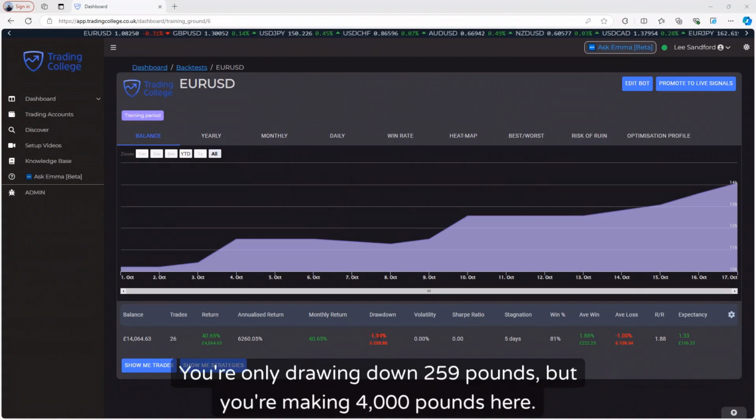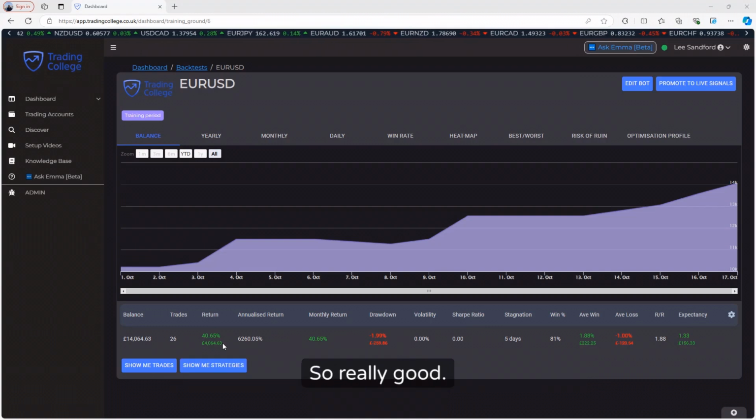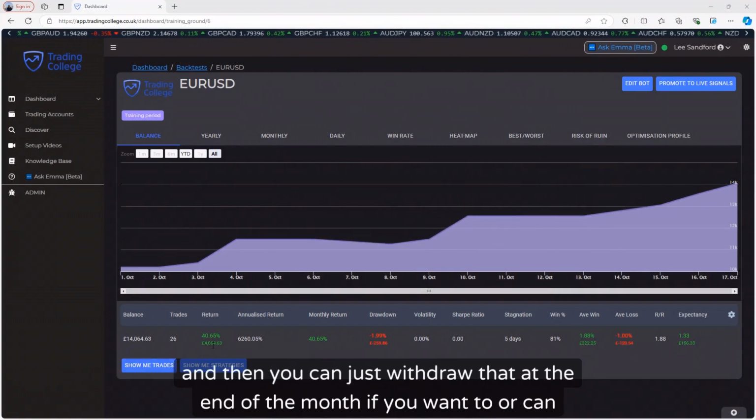Nice drawdown. You're only drawing down £259, but you're making £4,000 here. Remember, we're just halfway through the month, guys. So really good. Risk reward 1 to 1.8, expectancy 1.33. So pretty good, doing nothing. Stagnation for 5 days, but we just go up and up and up and up. And then you can just withdraw that at the end of the month if you want to, or you can compound it.